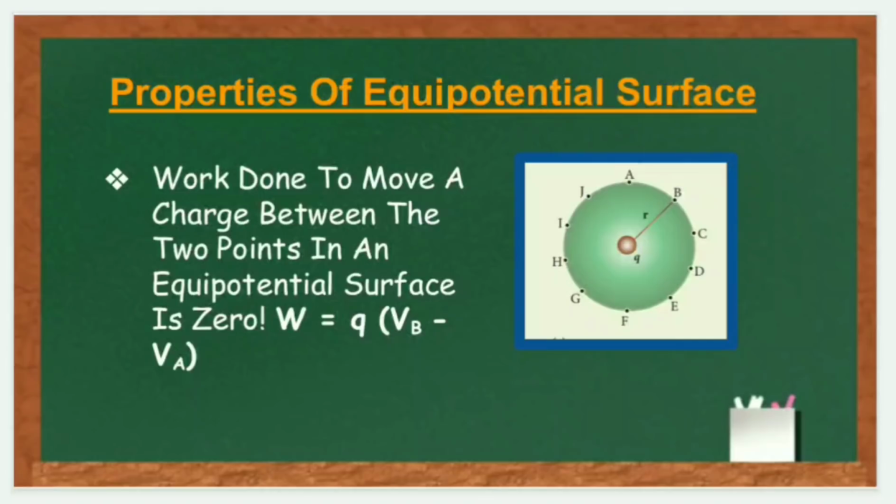In that case, the work done is given by the formula q into (VB minus VA), isn't it? But we know that VA is equal to VB for an equipotential surface. So automatically whatever is in the bracket is going to be 0. When it is multiplied with q, it is again 0. So the work done is 0. Whatever the magnitude of charge, 1 coulomb or 2 coulomb or a million coulomb, if you are moving a charge from one point to another on an equipotential surface, the work done is going to be 0. That is your first property.